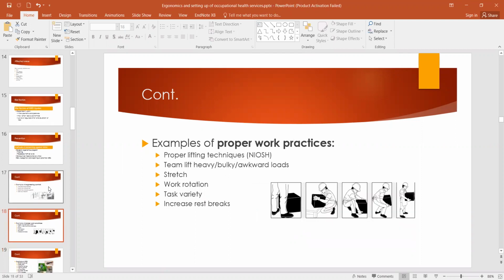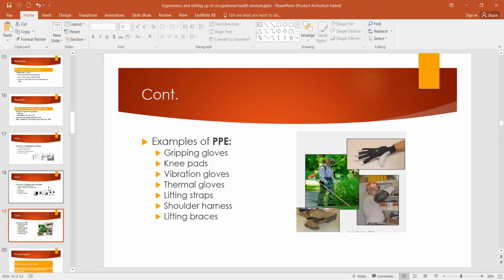Examples of proper work practices: proper lifting techniques, team lift for heavy, bulky and awkward loads, stretching, work rotation, task variety, and increased rest breaks. And proper personal protective equipment is used by the worker when they are working, like gripping gloves, knee pads, vibration gloves, thermal gloves, lifting straps, shoulder harness, and lifting braces.